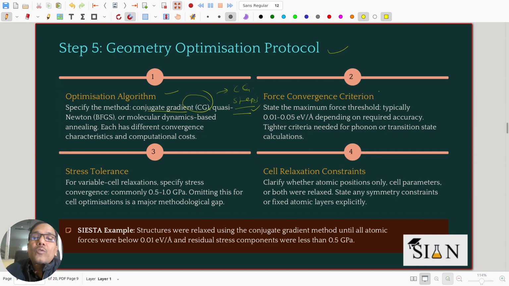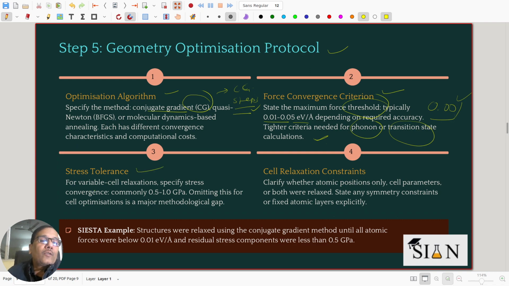And the force convergence criteria, so state the maximum force threshold. Typically we take 0.01 to 0.05 electron volt per angstrom depending on the required accuracy. I take 0.05 or 0.04 eV. Tighter criteria are needed for phonon or transition state calculations. Remember this, so just 0.001 like that.